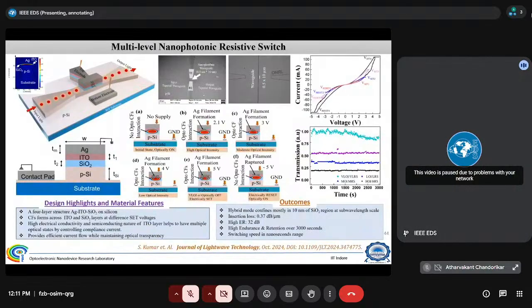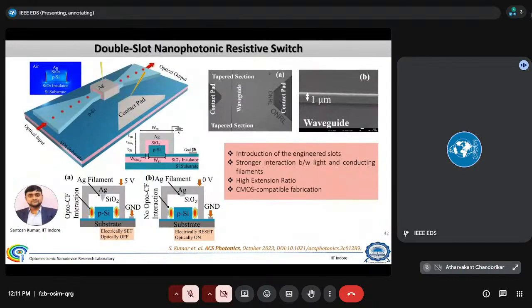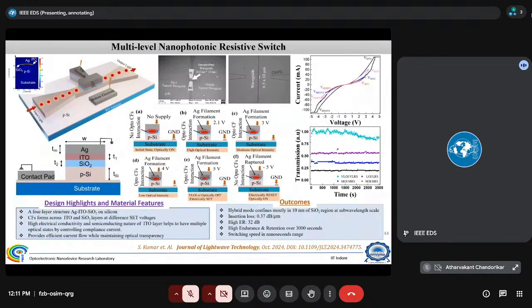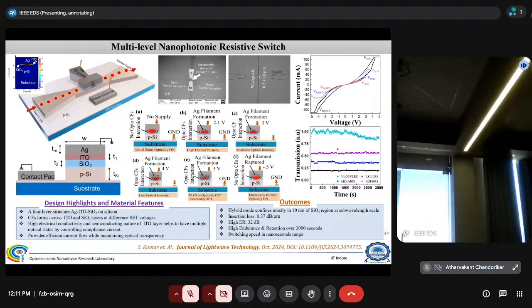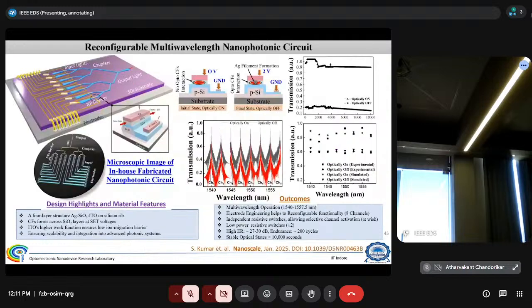With a similar device, we could have multiple nanophotonic resistance switches where you have high optical intensity, moderately high, moderately low, and low optical intensity. We have multi-level optical reading there.